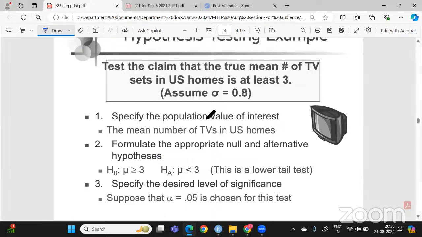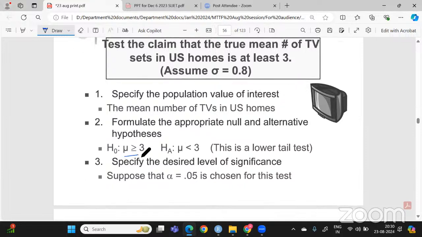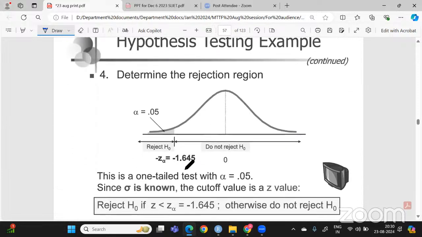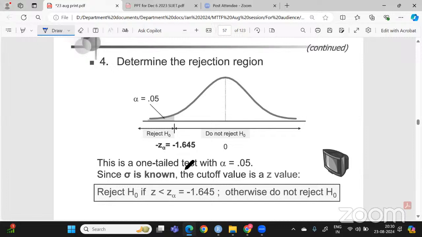So we again come to the same example, in which the null hypothesis is that a US home has at least 3 TV sets. So our null hypothesis will be mu greater than or equal to 3, and the alternative will be mu less than 3. Sigma is already given to me as 0.8, and alpha we have considered as 5%. Now, how are we going to make a statement whether to accept or reject the null hypothesis? We reject the null hypothesis if the value that we derived from the test statistic is less than minus 1.645. And how did we get the value of minus 1.645? Because alpha is 5%, so we see from the table what is the value of Z 0.05, and it is coming as minus 1.645. Clear?